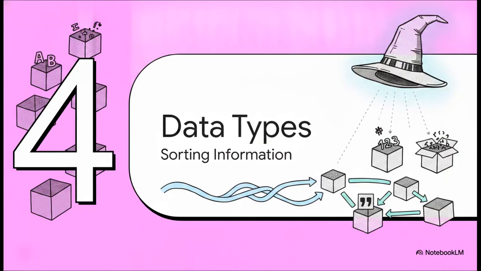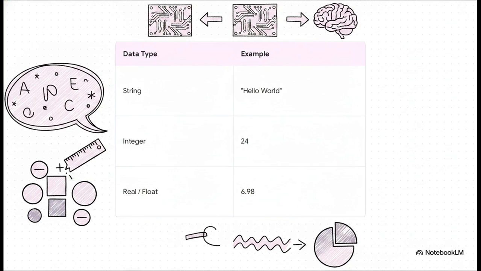Simple as that. Section 4, Knowing your data types. So, we have our storage boxes, but we can't just throw random stuff inside them without telling the computer what it is. Computers need to know exactly what type of data they're dealing with so they can handle it properly, kind of like a sorting hat.